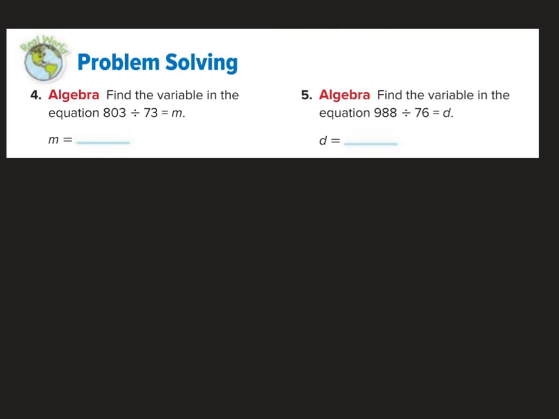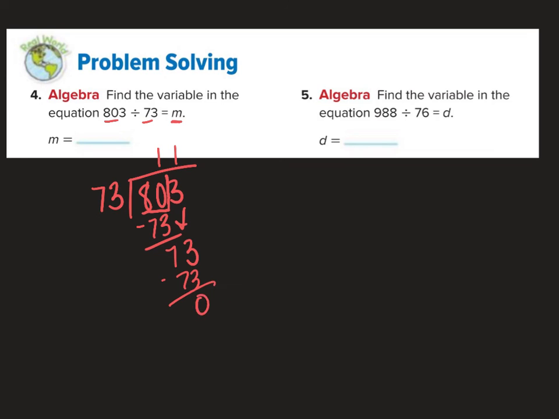Find the variable in the equation. So we're just solving, right? We've got this divided by this, and we're looking for the quotient. Okay, so I'll do 803 divided by 73. So 80. Put my first digit above the 0. It's going to be 1. Minus 73. Oh, look at this. 73 divided by 73 is 1. 73 times 1 is 73. 0. So m is equal to 11.